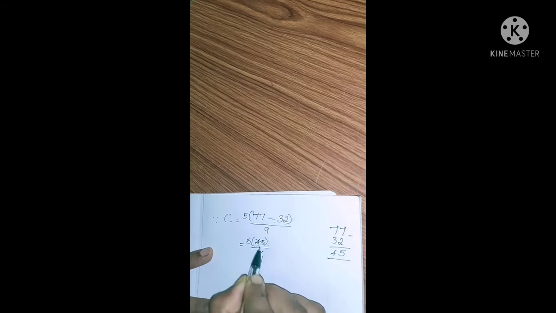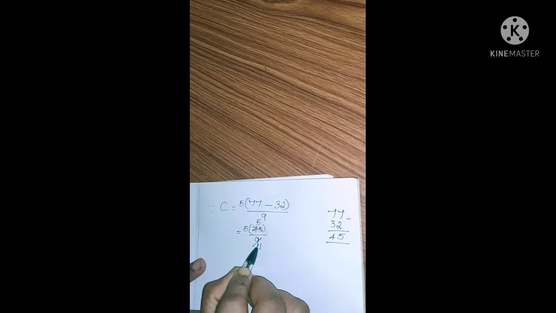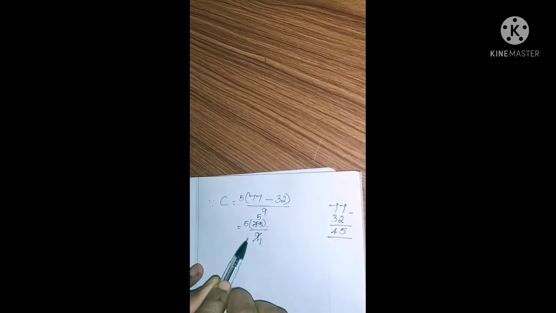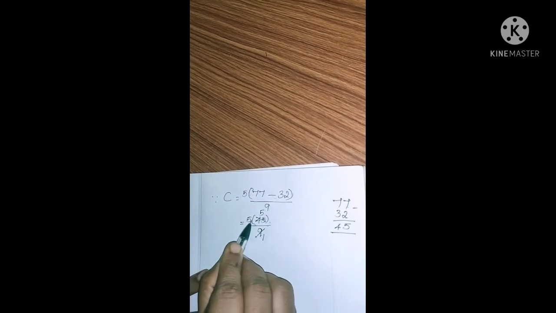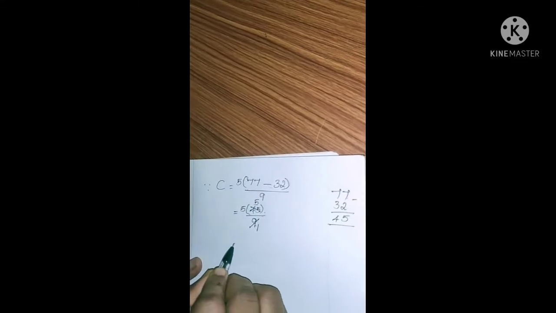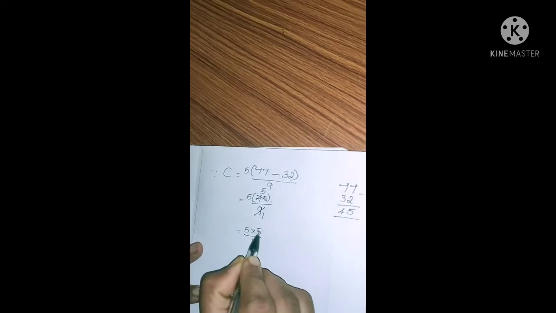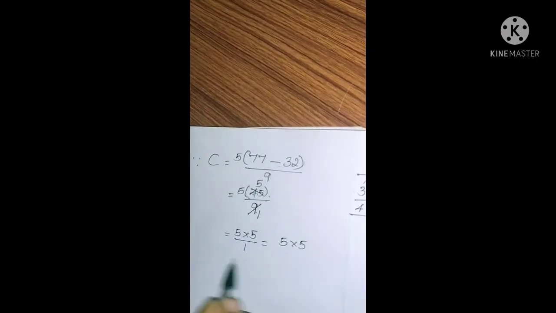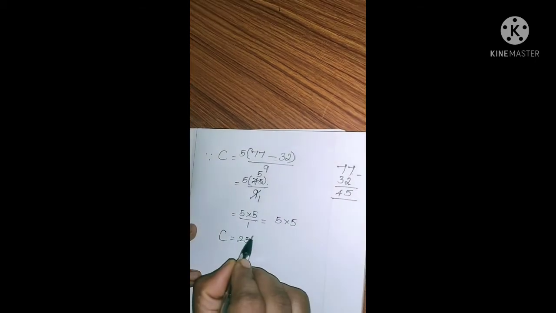How many times does 9 go into 45? Five times, in the 9 table. Listen, 5 nines are 45. If you know the table, we can do it fast. So learn all those tables. 5 nines are 45. Then 5 into 5 divided by 1. Any number divided by 1 is the same number. So 5 into 5. What is the value of 5 into 5? That is 25. So for C, 25 degrees.